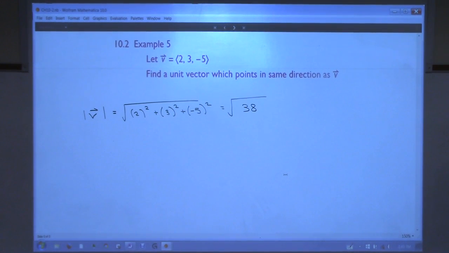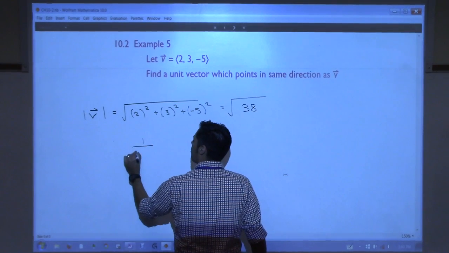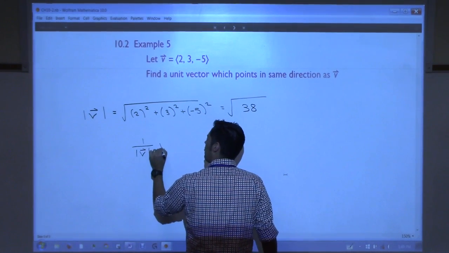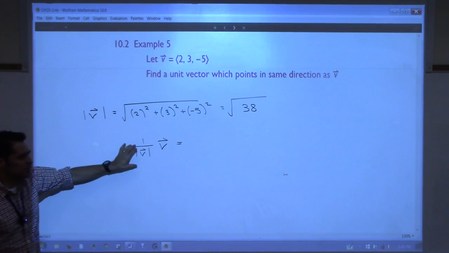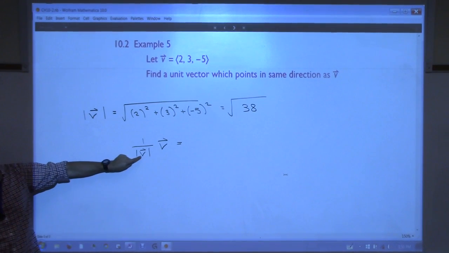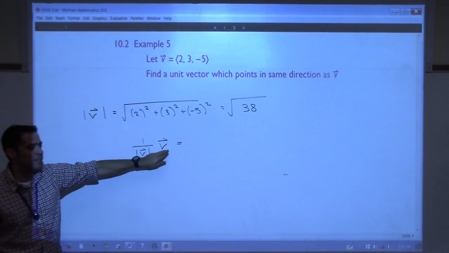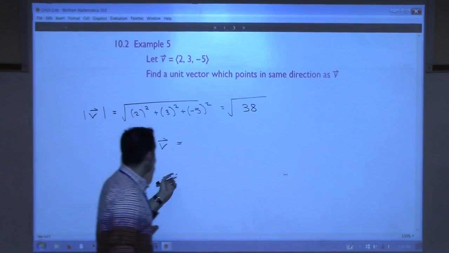So what I need to do now is take the original vector v and scale it down by that much. So 1 divided by that much is going to scale it down. So here's what I'm going to do. I'm going to take 1 over the magnitude of v times v itself. Everyone needs to understand that the magnitude of v is a number. 1 over a number is a number. This is a scalar times a vector. This is scalar multiplication. So I'm scaling the vector by its own length.